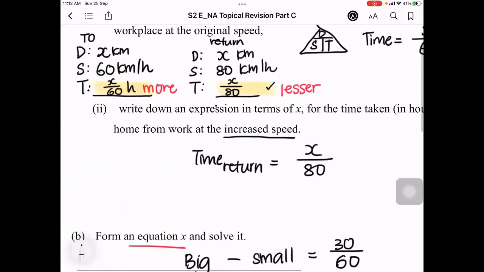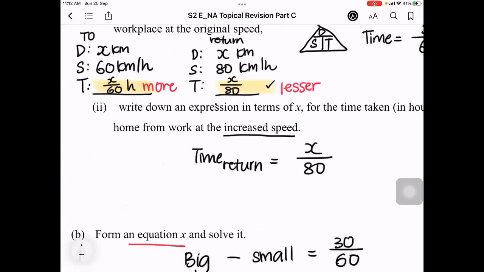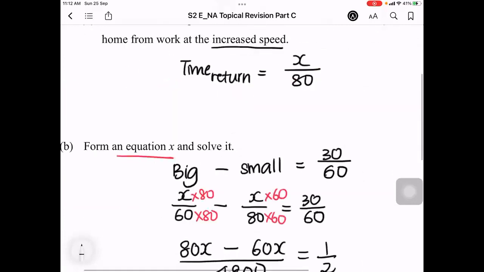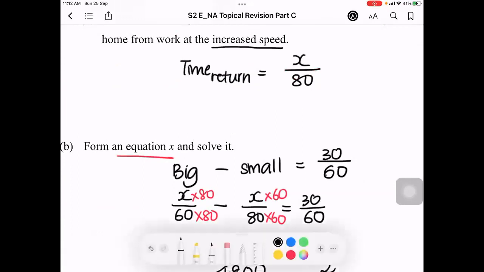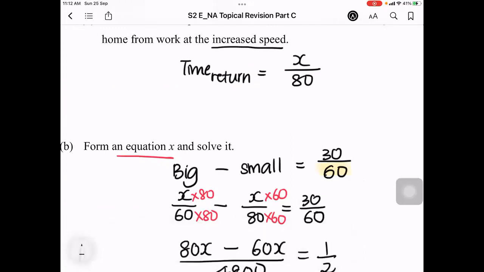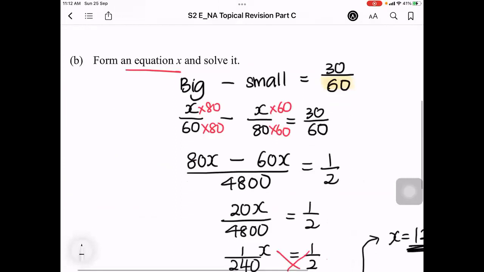Okay, so I take the longer one minus the shorter one, or the bigger one minus the smaller one, equals the number. Make sure you change the units, make them the same. So divide by 60 to make the unit the same. Okay. Then we form the equation.